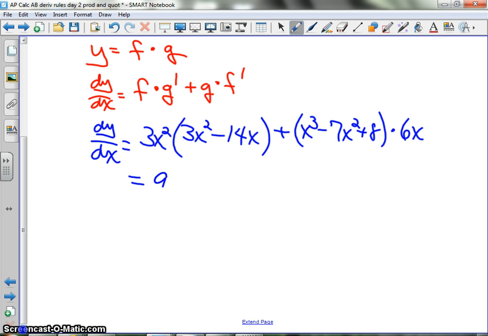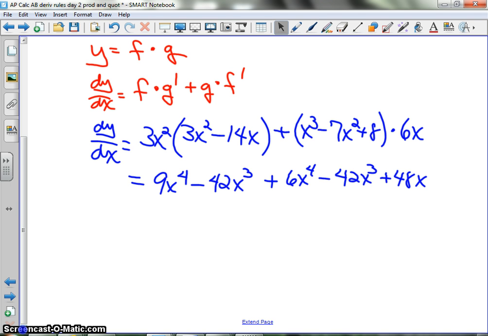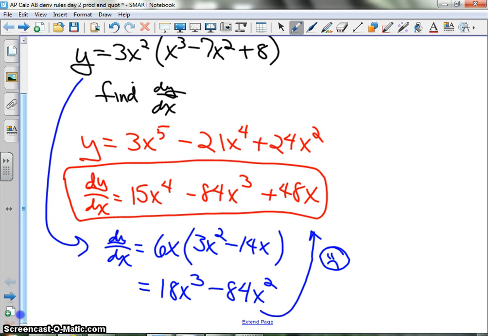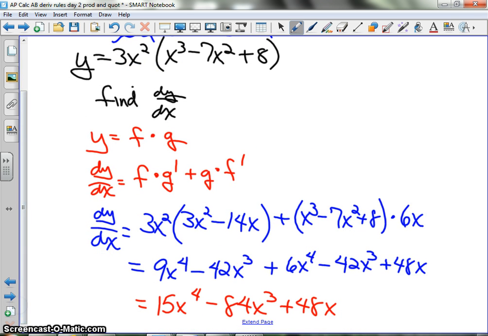So 3x squared times 3x squared, I've got 9x to the 4th minus 42x cubed plus, distributing the 6x, 6x to the 4th minus 42x cubed plus 48x. And when I clean that up, looks like I have 15x to the 4th minus 84x cubed plus 48x. So there's my first derivative. And let's just go back and check to see if it's what we got. And here we go. 15x to the 4th minus 84x cubed plus 48x is exactly what we just got by using this product rule for derivatives.